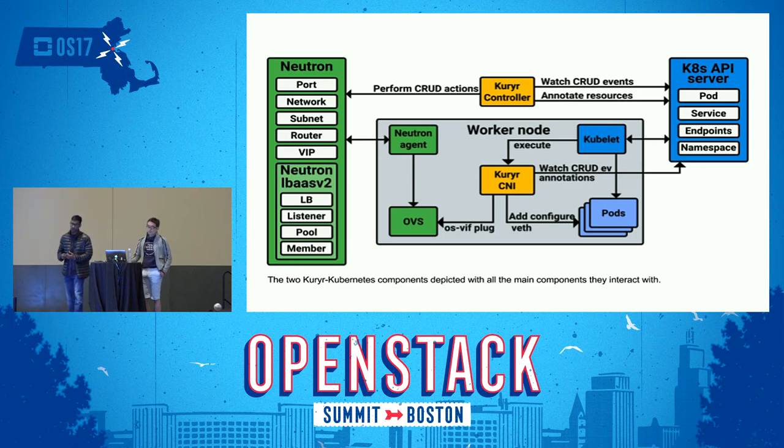So we have a worker node on which kubelet and pods are installed. We have a Courier CNI driver for Kubernetes, which will watch all the events of the Kubernetes API server as well. And the Courier CNI driver interacts with OVS, or there could be any other controller. And it consistently interacts with the Neutron agent to create any ports or routers.